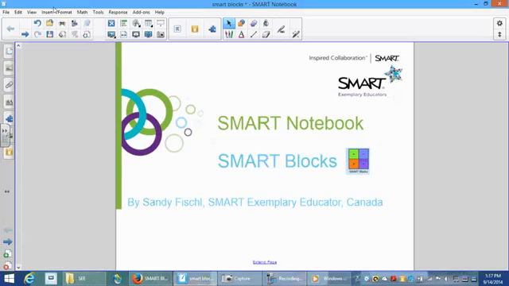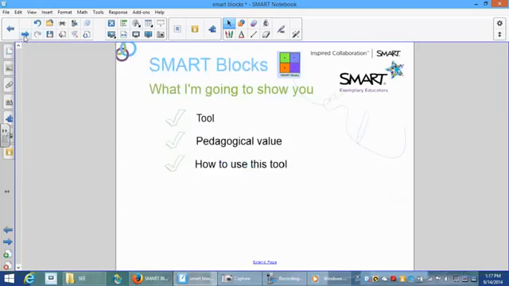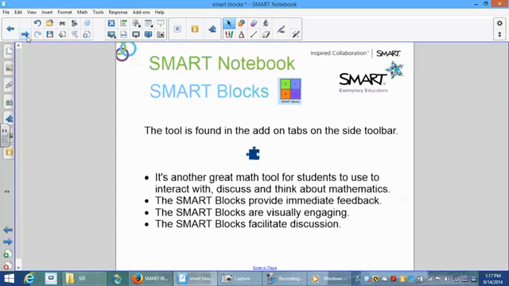This is a Smart Video Bite to demonstrate how to use Smart Blocks. It's a new feature in Notebook 14.2. My name is Sandy Fischel and I'm a Smart Exemplary Educator from Ontario, Canada. I'm going to show you the tool, explain its pedagogical value, and demonstrate how to use the tool.